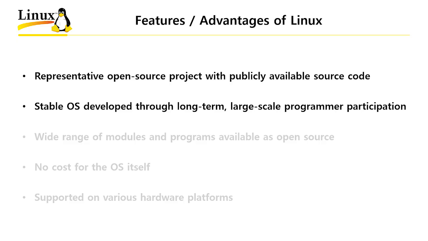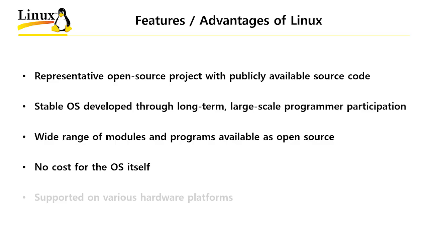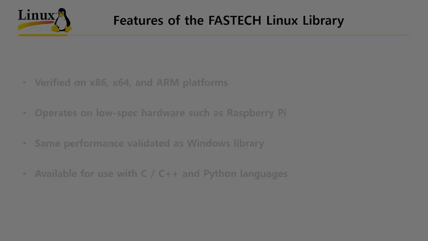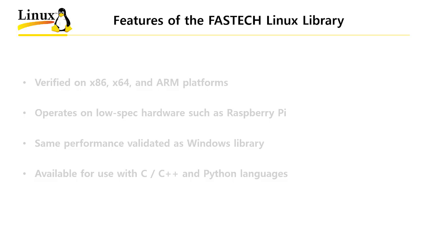As a result, Linux holds a dominant share in server environments where stability is critical. Linux provides access to a wide range of modules and programs as open-source resources. In most cases, using a Linux operating system involves little to no cost for purchase, maintenance, or support. In addition, Linux requires fewer system resources compared to Windows and can run efficiently across a wide range of hardware platforms. Now, let's go over the key features of the FASTECH Linux library.